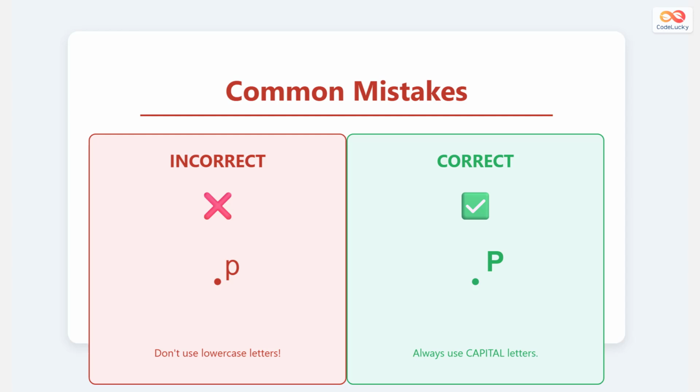Let's look at a common mistake beginners make. Never use a lowercase letter to name a point. As you can see on the left, naming a point with a lowercase p is incorrect. Always use an uppercase P, as shown on the right. This keeps your geometric work clear and professional.